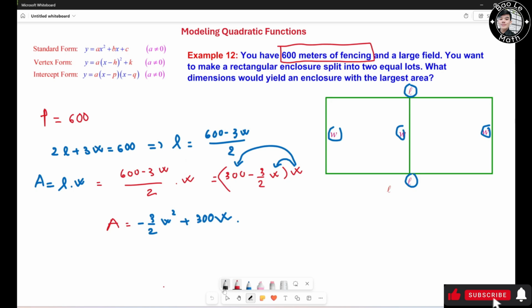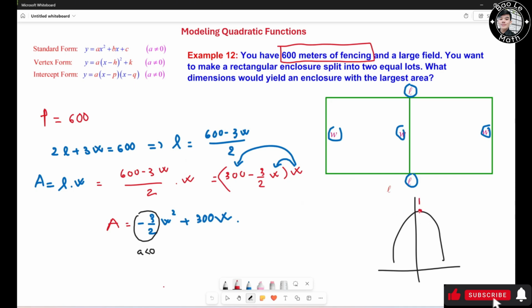So again, coefficient A right here is negative 3 half, which is less than 0, right? So the graph opens downward, right? So the maximum is going to be right here, the y coordinate of the vertex.